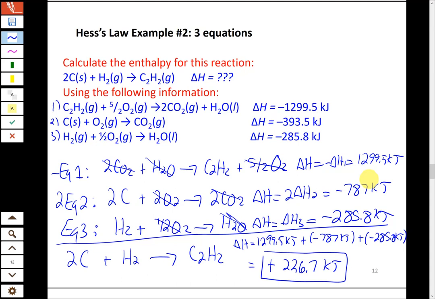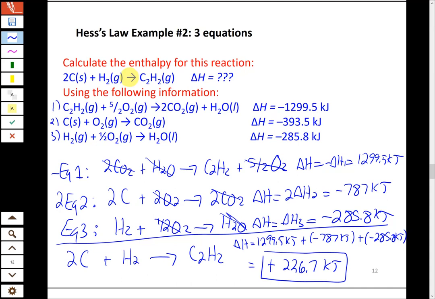Okay, questions on that? Yeah? You're essentially just canceling everything out until you get to the end. Yeah, it's exactly what you're doing. You're canceling it, making sure everything else cancels out until you're left with just 2 carbons and hydrogen on the left side, C2H2 in the product. Everything else cancels out. So it is a little bit like putting a puzzle together.